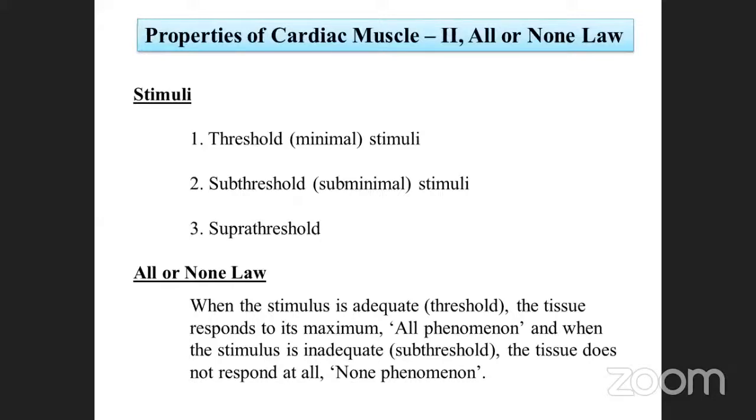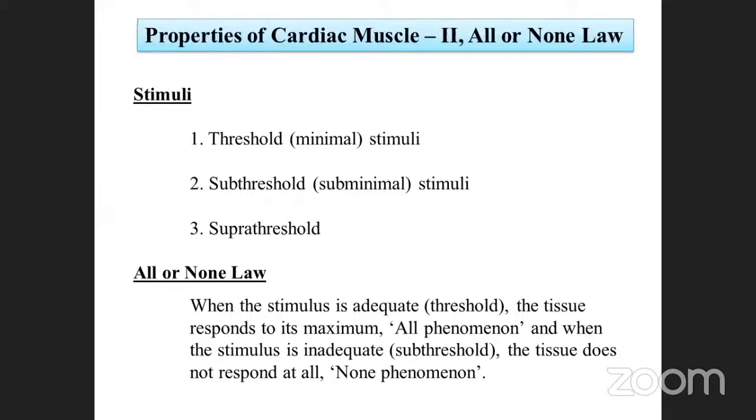As you have seen, the whole atria or the whole ventricle contracts; there is no local contraction. It means only the apex of the ventricle will not contract, or only the initial part of the ventricle will not contract. The ventricle will contract as a whole at its maximum, which means the all phenomenon. It happens at threshold. The tissue responds to its maximum, that is called the all phenomenon, and when the stimulus is inadequate, that is sub-threshold, the tissue doesn't give any response, that is the none phenomenon.